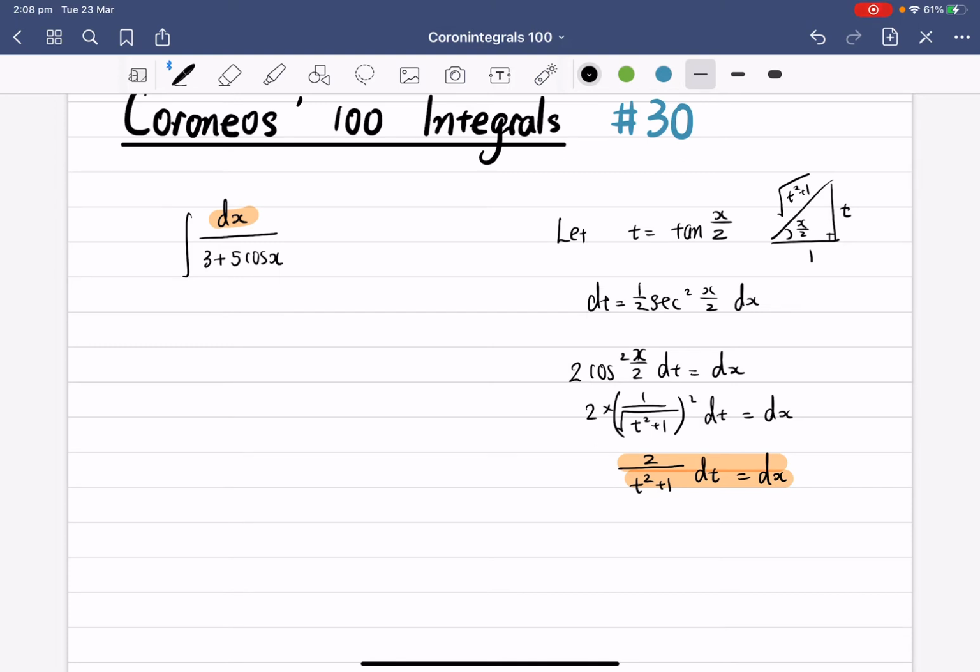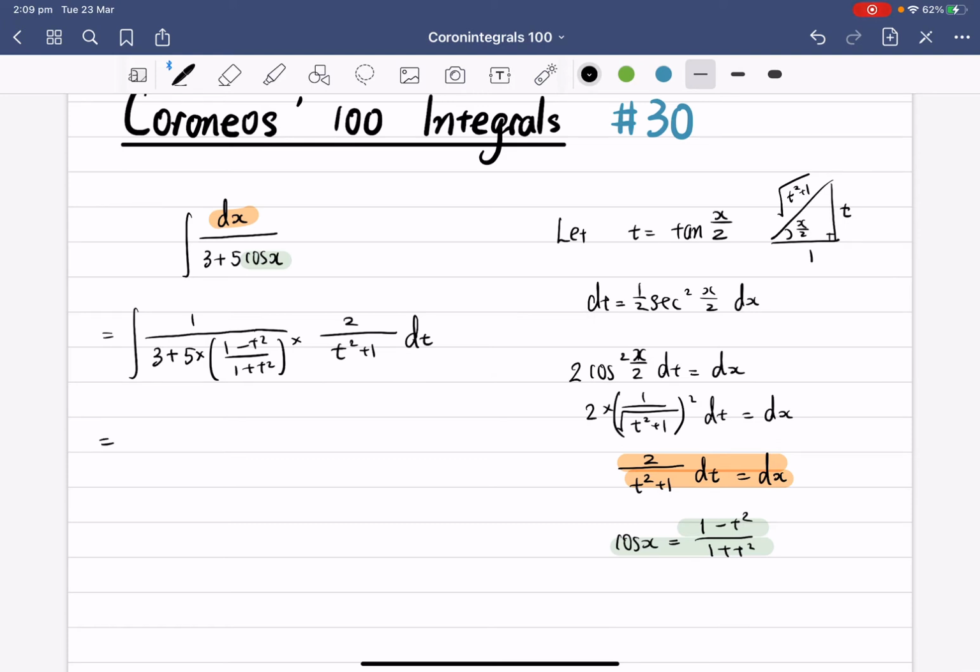All right, once we have this information, the next information is cosine x. According to the t formula, it is equal to 1 minus t squared over 1 plus t squared. So that's the second substitution we need, the cosine x. All right, so let's start the process by substituting everything we have inside. Okay, so we're going to integrate. The dx is equal to 2 over t squared plus 1 dt, so we multiply 1 by 2 over t squared plus 1 dt. For the denominator, you get 3 plus 5 multiplied by 1 minus t squared over 1 plus t squared.